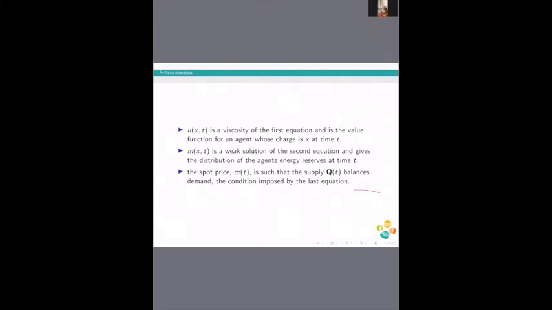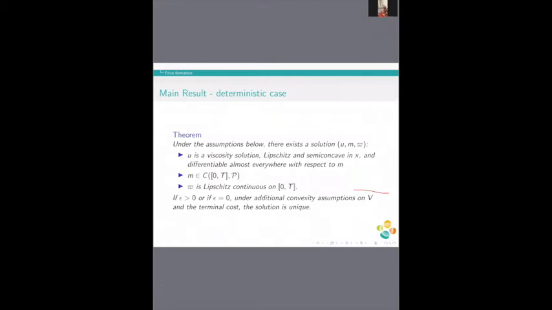Now, the way this is set up in the deterministic case, our main result, which is joint with João Saúde, is that in fact we can find a solution: we can find a u, we can find a probability measure m, or a path of probability measures m, and we can find a Lipschitz continuous price.